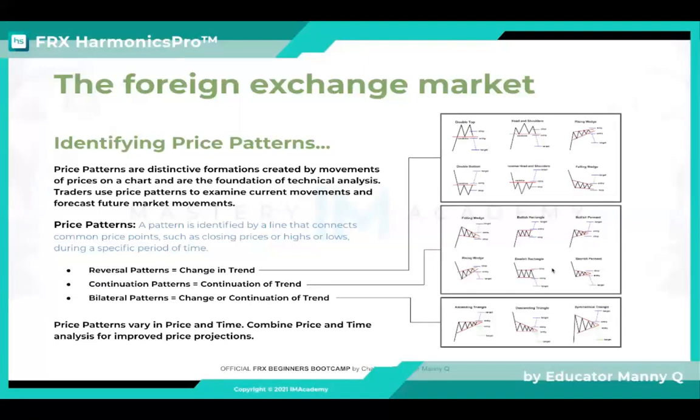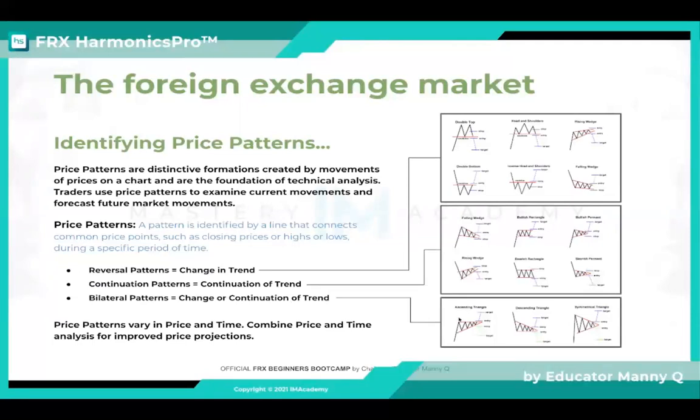Flag poles, these are very, very popular. And then you also have bullish and bearish pennants, which basically look like continuations, but they're very small. They're very small triangles in the market. And then you have something known as bilateral patterns. Bilateral patterns can be a change or a continuation of a trend. So many traders will get trapped on a bilateral pattern.